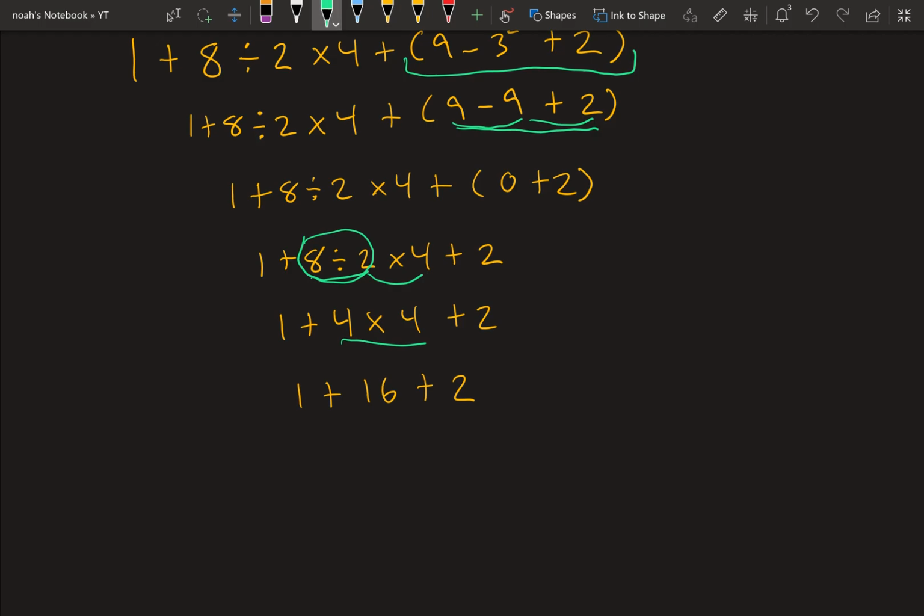And then we got adding and subtracting. So again, we want to do left to right. So start with the 1 plus 16, 17 plus 2, which is 19.